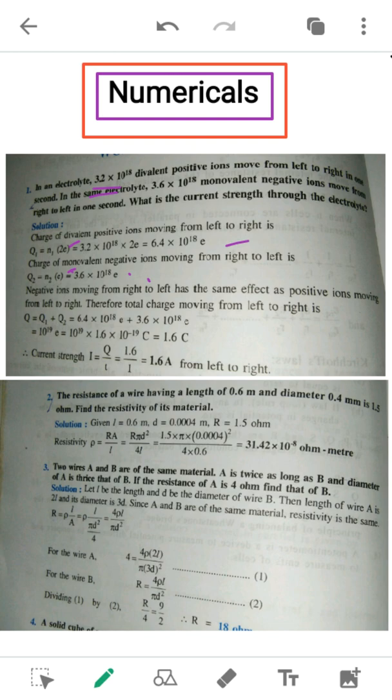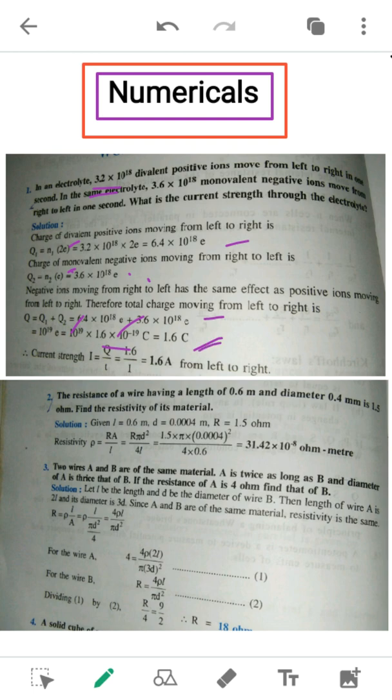Okay, so whether it moves from right to left or left to right, what will be the current strength? So Q equal to the sum of the charges. So Q1 plus Q2, 6.4 into 10 raised to 18 E plus 3.6 into 10 raised to 18 E. So when we add these two, what do we get? 10 raised to 19 E. So 10 raised to 19 into the magnitude of the charge, that is 1.6 into 10 raised to minus 19 coulomb. Here it is plus 19, here it is minus 19, they both get cancelled. So what we get is 1.6 coulomb.